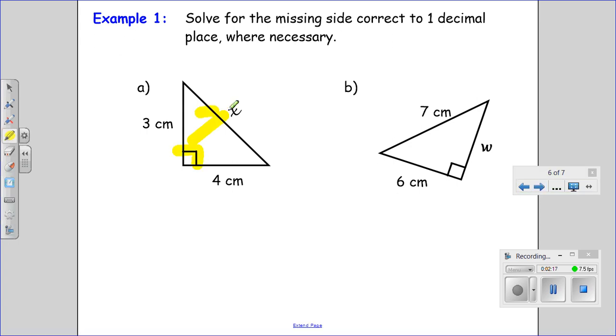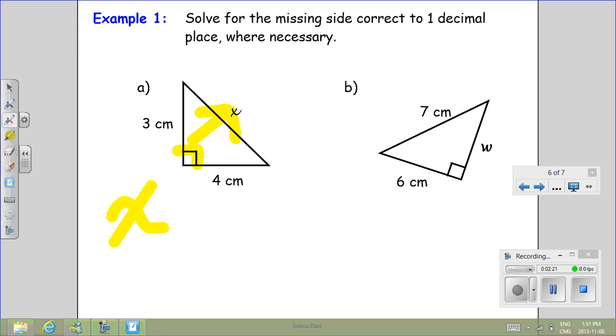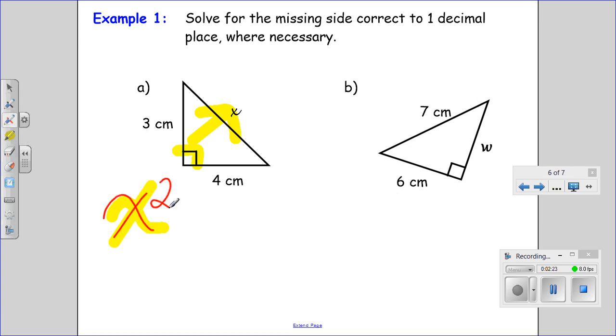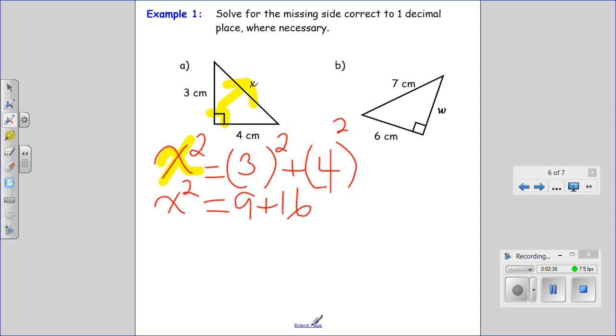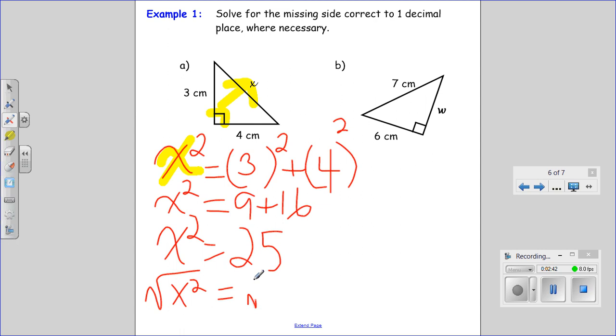Find my hypotenuse, draw a line across to my hypotenuse. That's the side that stands alone. So I've got x squared equals something squared plus something squared. And in this case, it's 3 squared plus 4 squared. So x squared is 9 plus 16. And x squared is 25. And in order to solve for x, I need to square root both sides. And I find out that x is 5.